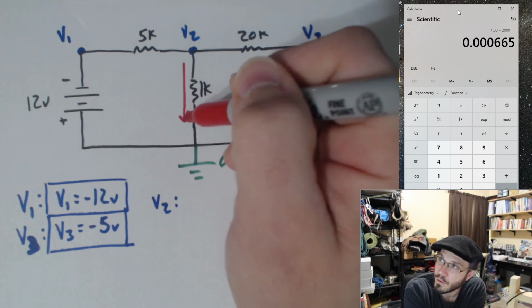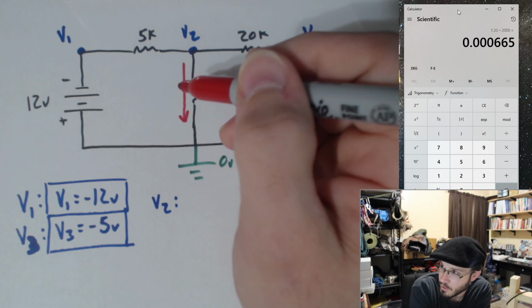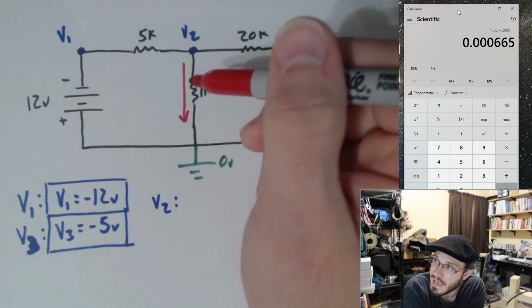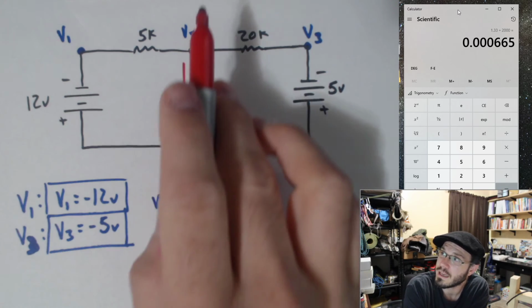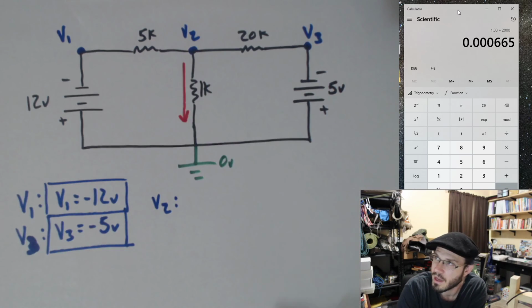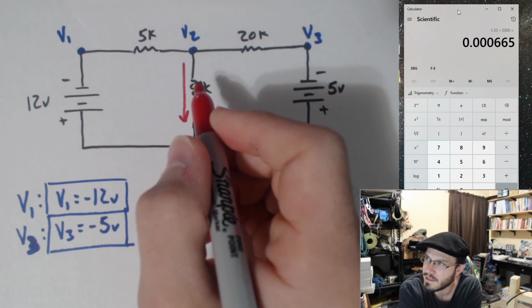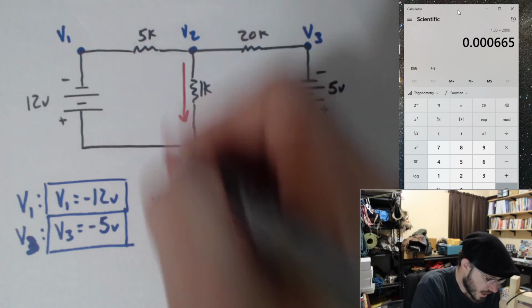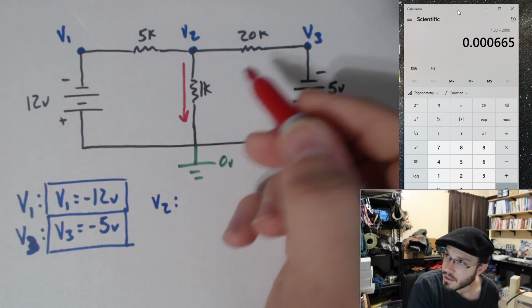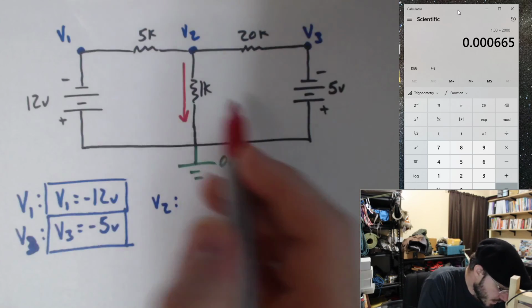The problem is still going to work out because, as you'll find when we solve this, you'll end up getting a negative value, and that means the actual current is really going in this direction. But for the sake of writing these equations, no one cares. I can just pick this to go down. It makes writing it easier, so I might as well.